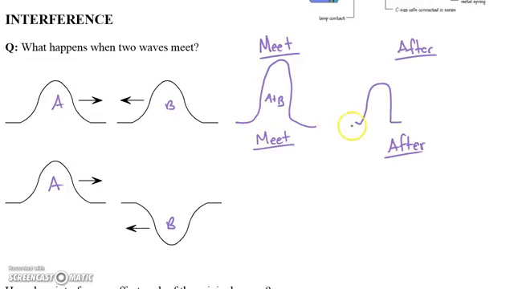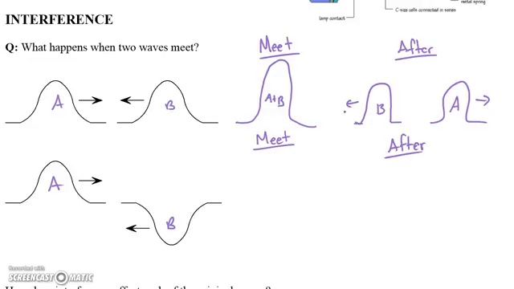So we've got one and the other, because they just keep moving. They move through each other and keep moving as if nothing has happened. So A keeps going that way, and B keeps going towards the left. Because the waves are not affected by each other, when they're in the same place at the same time, their amplitudes are added together.